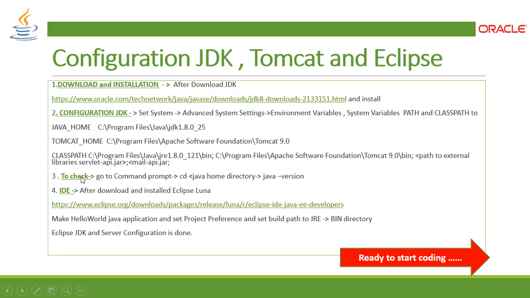To check whether your Java is installed successfully, all you need to do is go to the command prompt, go to the Java home directory using the cd command and run the command java -version. If it executes and tells you the version, that means your Java is successfully installed and configured. And in case it says that the java command is not recognized, that means you need to set the class path once again and try and debug.